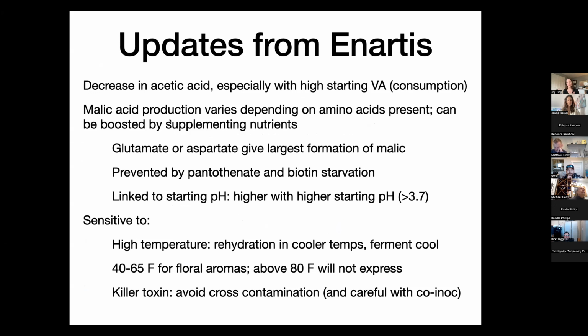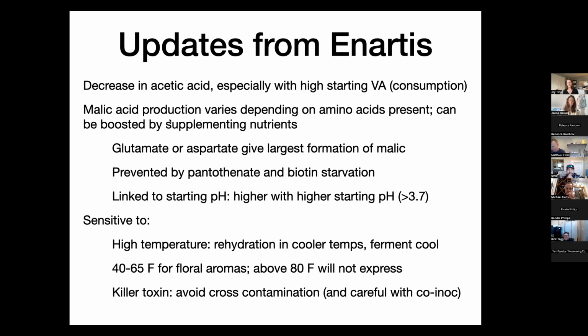And he did say with all of these things, the more you start with, the more effect that you see. So if you're starting with high VA juice, you're going to see more of an effect. The malic acid production does seem to depend a lot on the amino acids that are present. There is at least one paper in the literature right now looking at, if we feed it different amino acids, what does that mean for what it's going to pump out the other side? And there are particular amino acids that tend to go into this metabolic pathway that makes malic acid, where other ones don't necessarily do that.